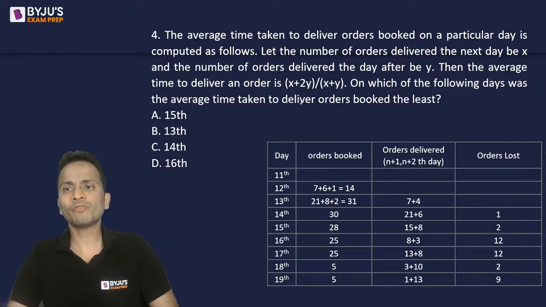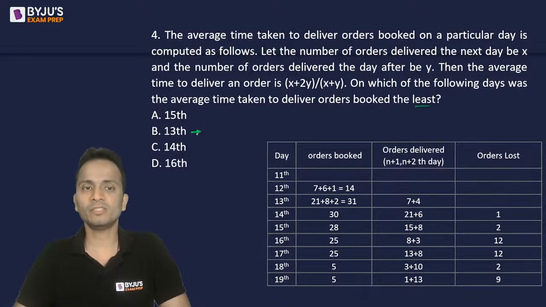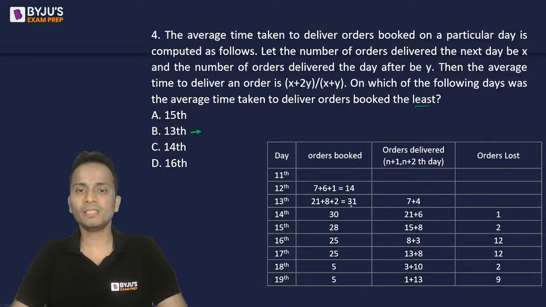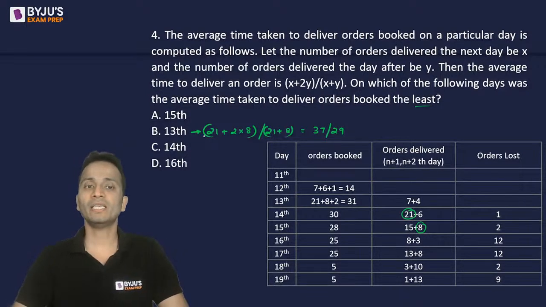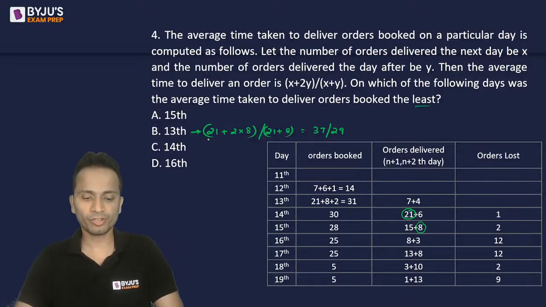Now, on which of the following days was the average time taken the least? So let's calculate for all these days one by one. For 13th, the number of orders delivered the next day is 21 and the second day it is 8. So 21 plus 2 multiplied by 8, this is the numerator, divided by 21 plus 8. So what will be this value? 21 plus 16, that is 37 divided by 29. 37 divided by 29 is the average time taken for 13th.